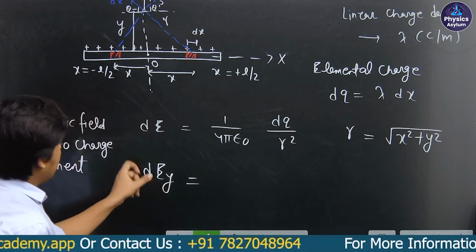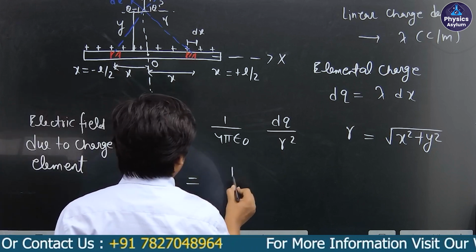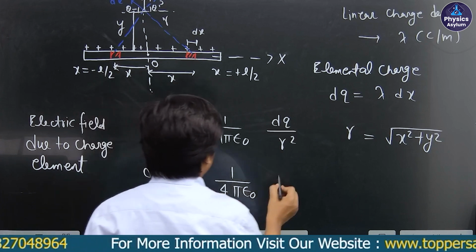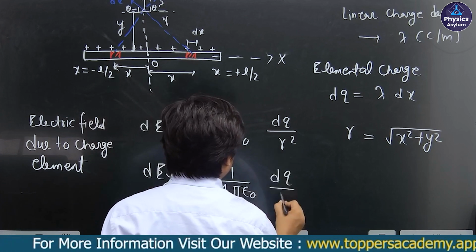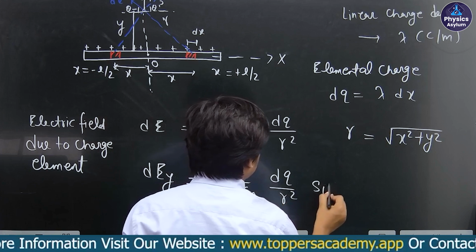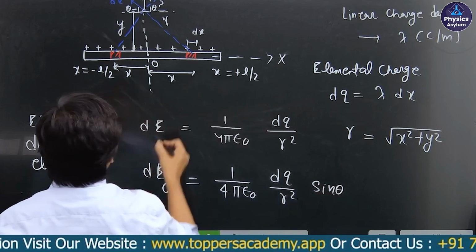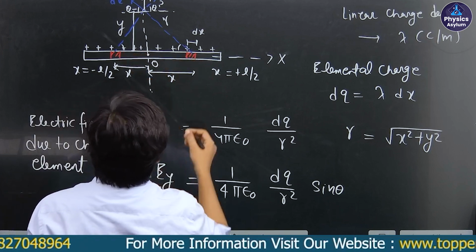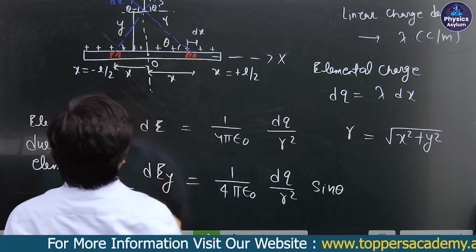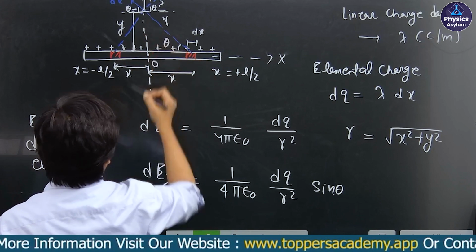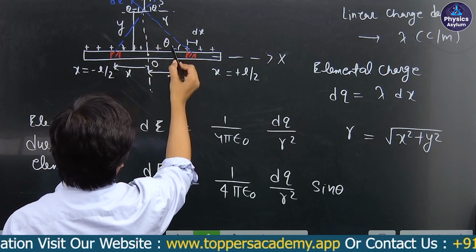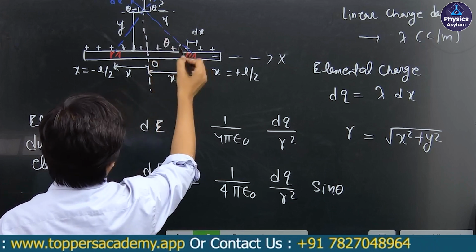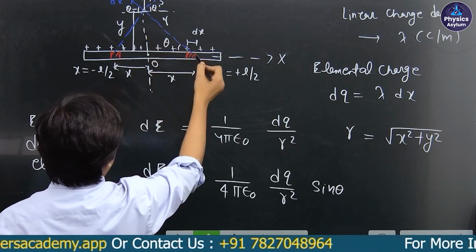That dEy, the y component of this electric field, will be equal to 1 over 4 pi epsilon naught dq by r square sin theta. Theta is this angle. So if theta is this angle, then from this right angle triangle I can see that sin theta is equal to y divided by r, that is perpendicular divided by the hypotenuse.